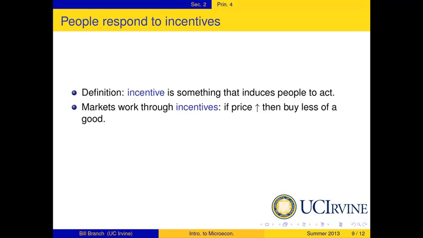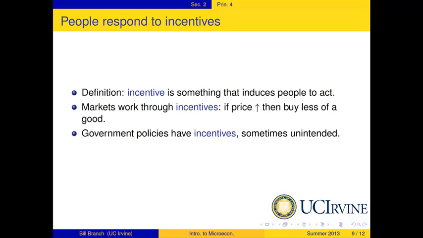So if the price of a good goes up, then the seller of that good would want to produce and sell more. But the buyer of the good wants to buy less of that good. And so the price is giving the incentives for people to buy the right amount and for firms to sell the right amount.